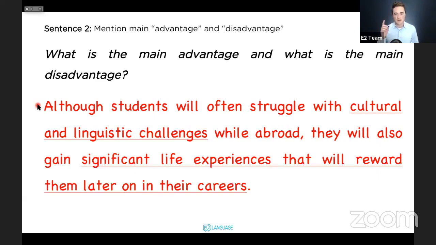Although students will often struggle with cultural and linguistic challenges while abroad, they will also gain significant life experiences that will reward them later on in their careers. Cool. So what's my advantages? Well, significant life experiences, and I put that at the end. The first idea, though, I put as the disadvantage was cultural and linguistic challenges. So cultural challenges and language challenges are the disadvantages. The advantages are the significant life experience.